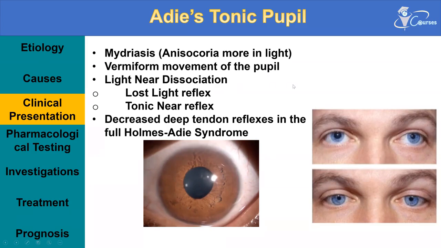Also, they have what's called light-near dissociation, meaning that when you stimulate the pupil by light, there is a lost light reflex. When you stimulate by near reflex, you will find the near reflex intact. However, it is tonic, meaning that it is slow. So stimulating by light, there is no constriction of the pupil. Stimulation by near target, there is constriction of the pupil, but this constriction is tonic or slow. Those patients also have decreased deep tendon reflexes in the full Holmes-Adie syndrome. They will have areflexia or hyporeflexia.